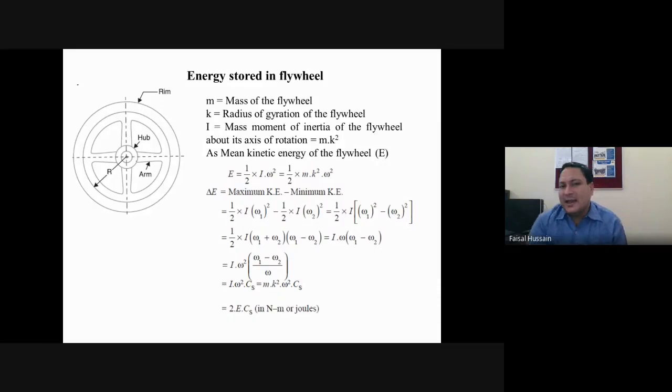Here we assume m equals the mass of the flywheel, k equals the radius of gyration of the flywheel, and I is the mass moment of inertia of the flywheel, equal to mk squared. But please make a note that mass moment of inertia also depends upon the shape of the flywheel. For a solid circular disc, I equals mr squared by 2. Then, what is kinetic energy? Energy stored in a body by virtue of its motion is kinetic energy.